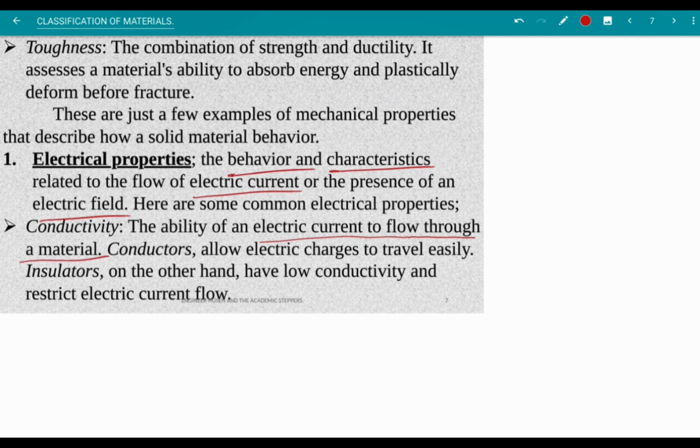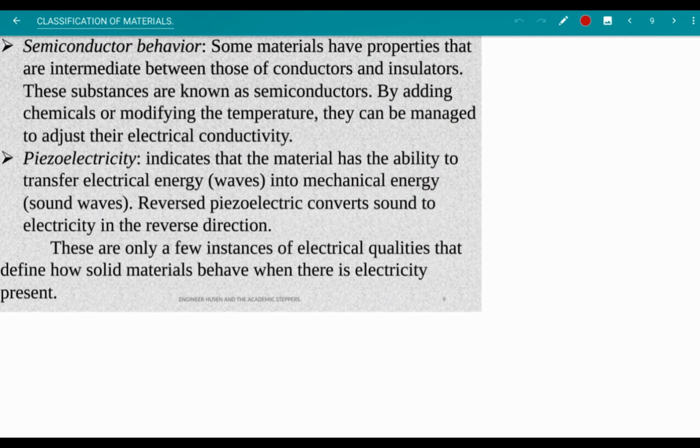Other examples of electrical properties. Semiconductive behavior just tells us that a material can actually behave as a conductor or an insulator. It can actually be an intermediate between those that conduct or insulate. These substances that show such a behavior are called semiconductors. So by adding chemicals or modifying the temperature, they can be managed to adjust their electric conductivity. Then if you look at piezoelectricity, you're just looking at the ability the material has to transfer some waves into sound waves.